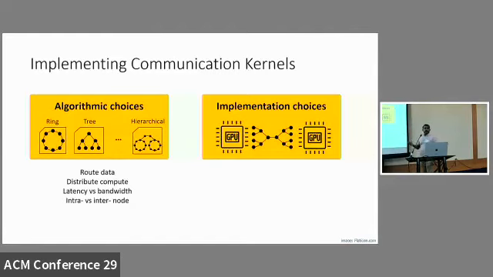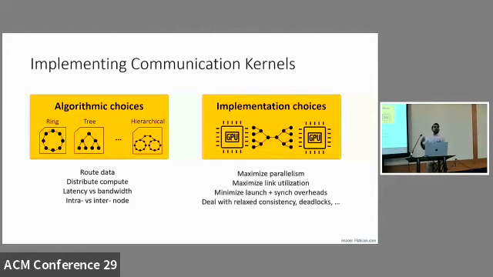Once you decide on this algorithm, you have to make lots of nitty-gritty implementation decisions. Things like how do you maximize the parallelism using the available SMs? How do you maximize the link utilization? And of course, you want to minimize launch and synchronization overheads. And equally importantly, you want to make sure that you don't introduce bugs when you're optimizing these kernels. You want to make sure you're dealing with relaxed consistencies and not introducing deadlocks and so on.